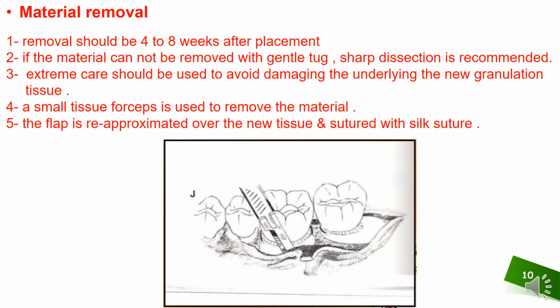Removal should be within 4 to 8 weeks after placement. If the material cannot be removed with gentle tug, then a sharp dissector is recommended. We must be very careful to avoid damaging the underlying new granulation tissue, and a small tissue forceps is used to remove the material carefully. The flap is then reapproximated over the new tissue and sutured with silk suture.